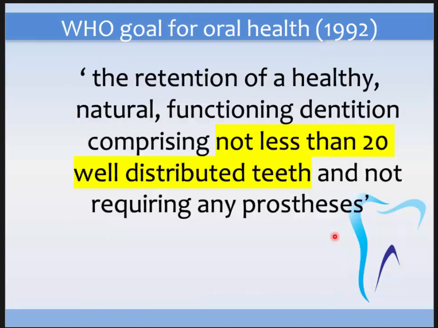So in simple terms, the WHO goal for oral health says that the retention of a healthy natural functional dentition comprises not less than 20 well-distributed teeth and not requiring any prosthesis.